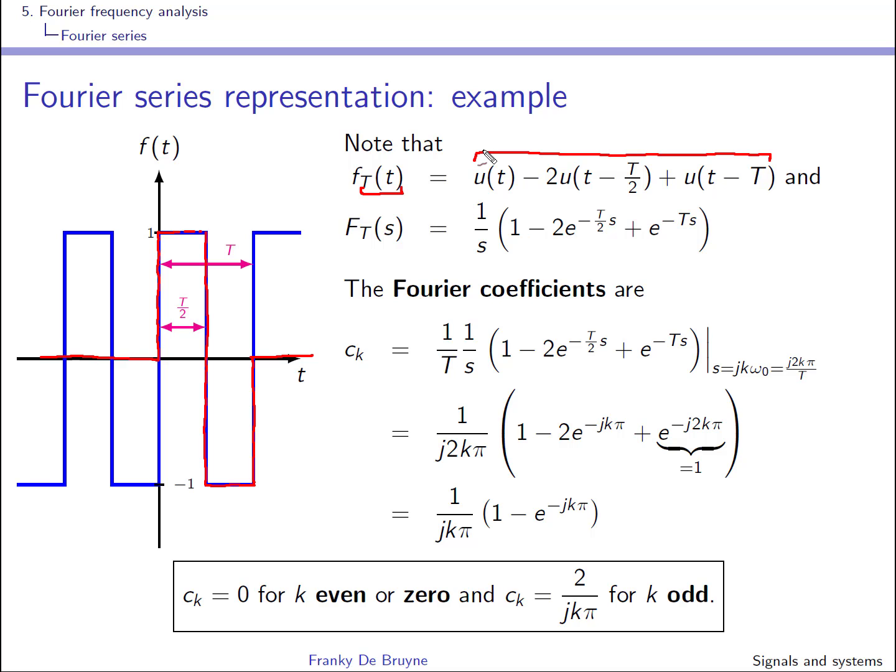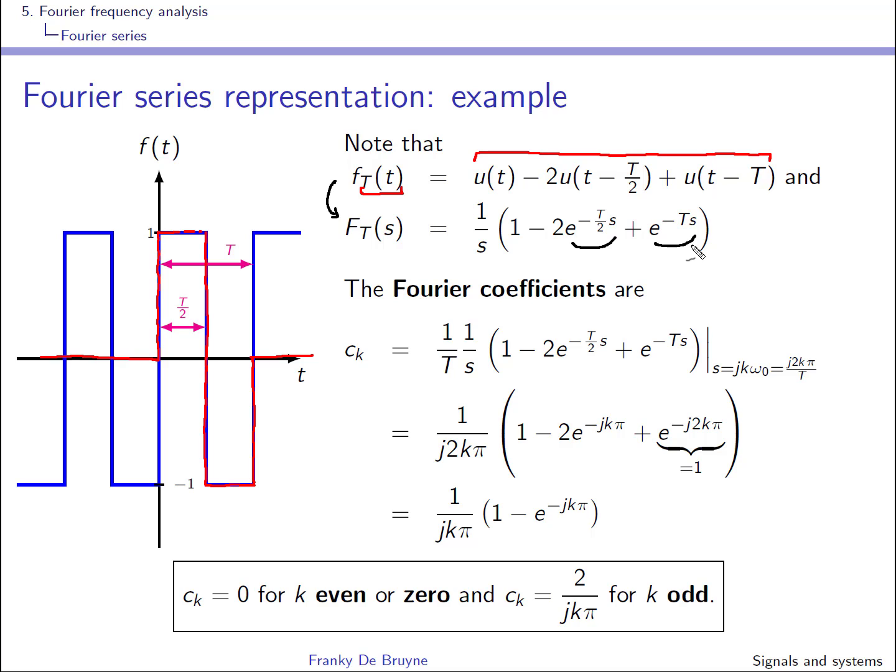If we now go to the Laplace domain, this is what you'll have. Okay, remember that the Laplace transform of a unit step u of t is 1 over s, and that when you do time shifting, you have to multiply in the Laplace domain by an exponential. Here it is an exponential of e to the minus period divided by 2 times s, and here it is e to the minus period times s, right?